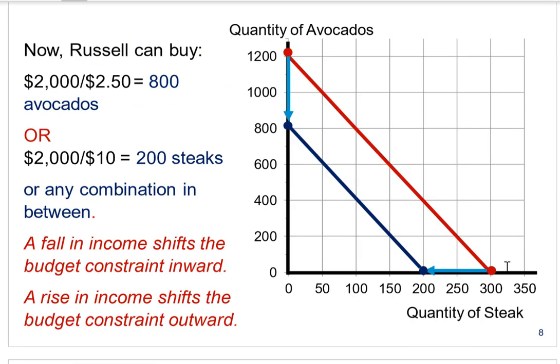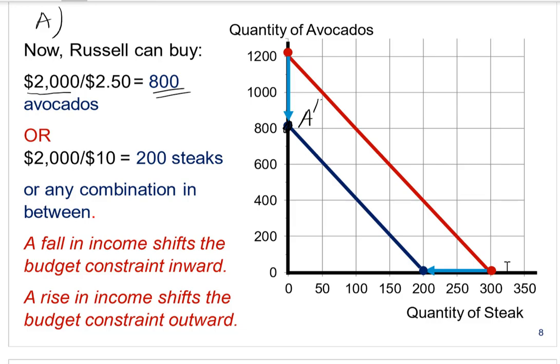Now we'll start the discussion with the answer to question A. Remember that A said what happens to budget constraint when Russell's income goes down to $2,000. So we need to calculate the extreme points again. First we calculate for avocados. $2,000 divided by 2.5 gives us 800 avocados. So this is this point here. Let's say this is A prime.